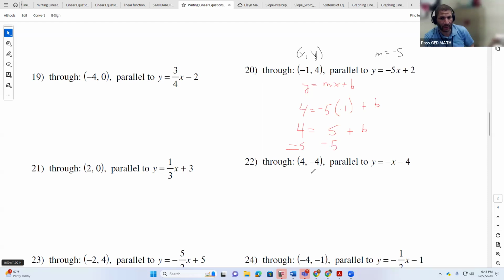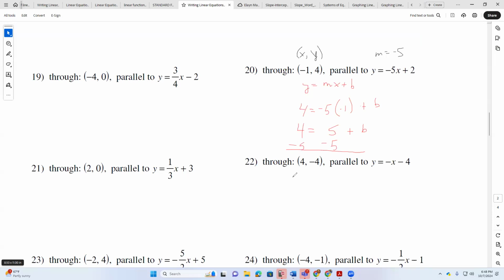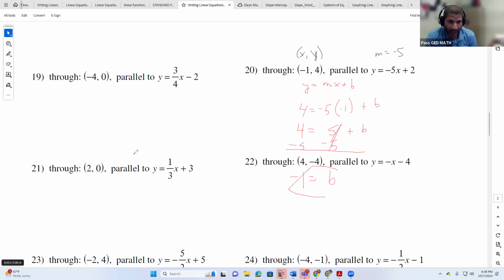What is -5 plus 4? -1. Bring down my equal. The 5's cancel. Bring down my b. So I know what my y-intercept is now: my y-intercept is -1. This is so slow, you've got to bear with me. I'm sorry.